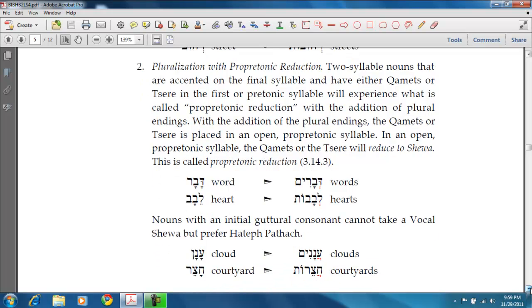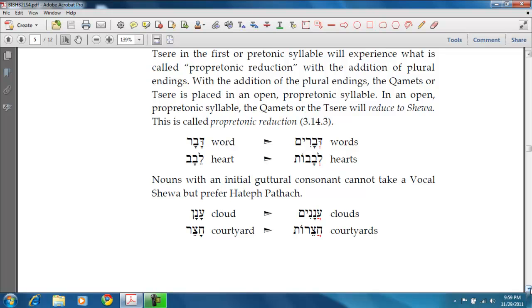Okay? Now, nouns with an initial guttural consonant cannot take a vocal shva, but they prefer a hatef patach. So, if you have a first guttural, both the ayin in anan and the chet in chatser, courtyard, you see anan goes from a qamets, and since it can't reduce down to a vocal shva under a guttural, it goes to the hatef patach. You add the masculine plural ending on, and that qamets reduces down to a hatef patach. That's the reduced vowels under gutturals.